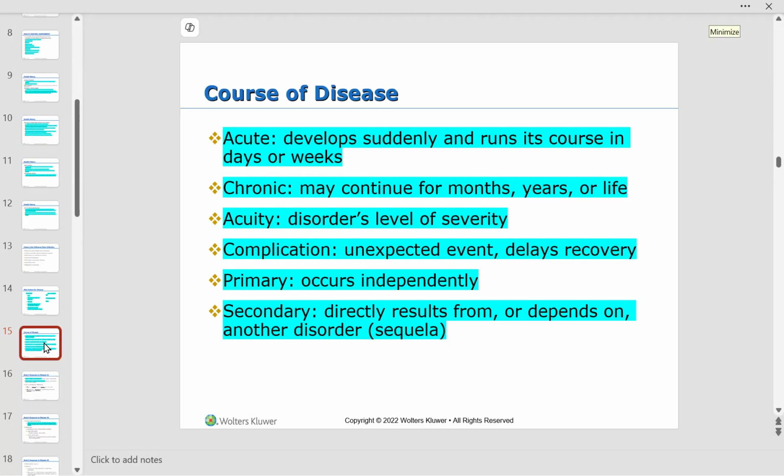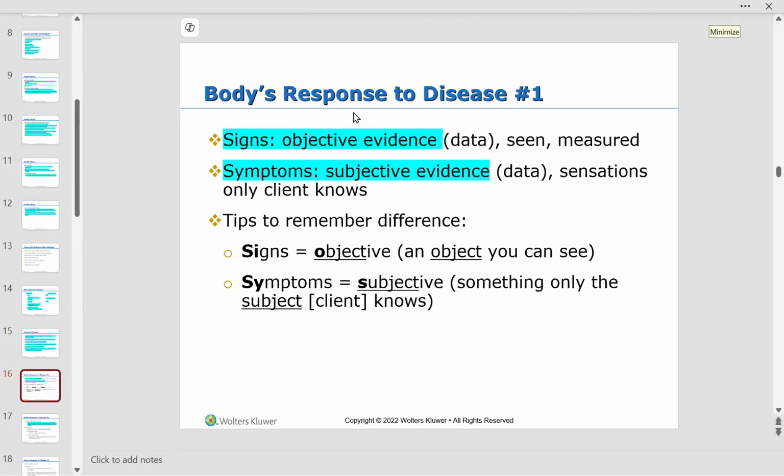Complications, right? Any complications? Did they get an infection after they had a fall and cut their leg? That's a complication. And then diseases can be primary or secondary. So you can have primary hypertension, which is you have high blood pressure, or you can have secondary hypertension that results from, or is the sequela of, things like kidney disease, right? So understand that.